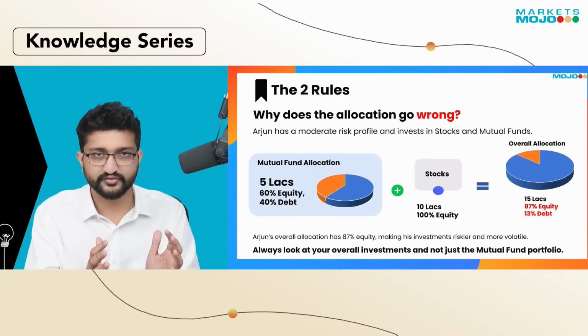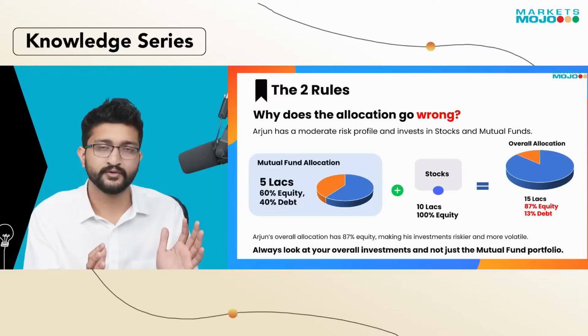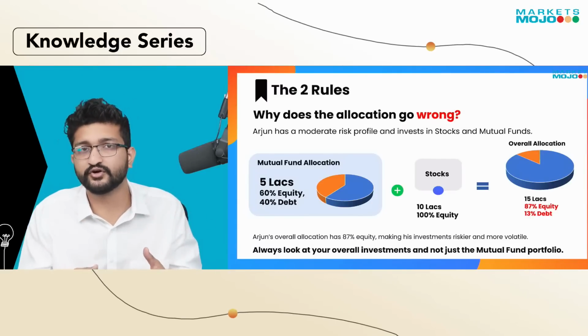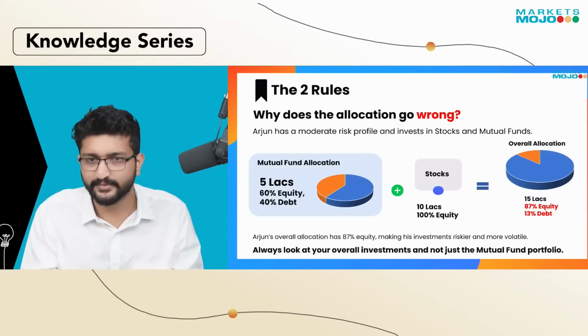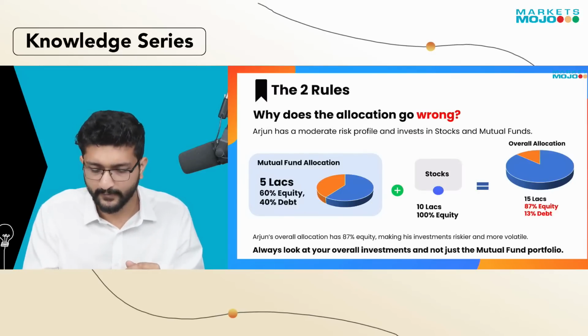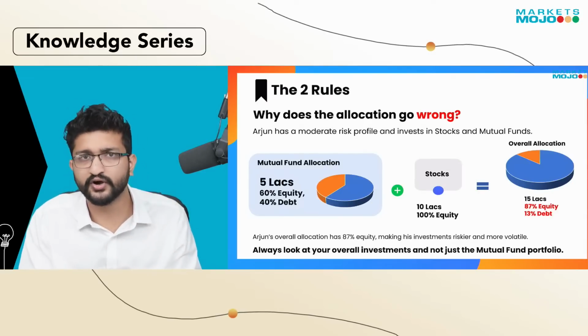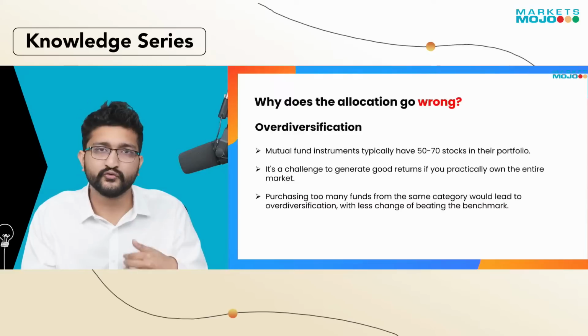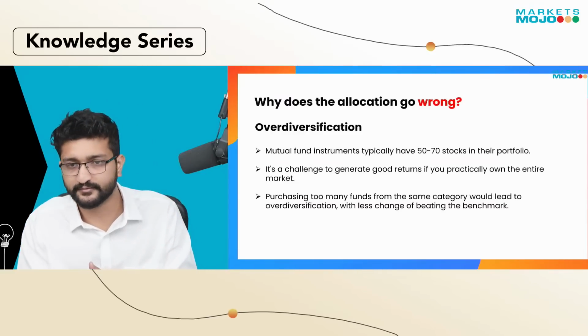Stocks is your equity personal portfolio, and when you look at mutual funds, you'll have to look at them as both, because you have to consider your overall risk profile as well. I hope this example gives some idea. Now, speaking about why allocation goes wrong, I don't know if many of you know, there can be a risk of over diversification when it comes to mutual funds.